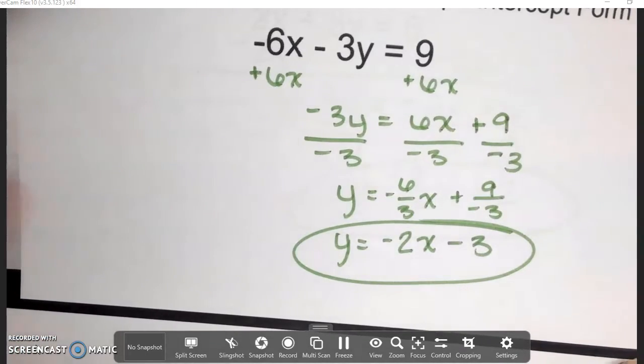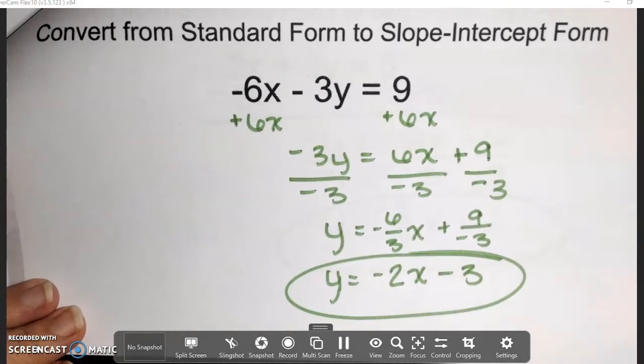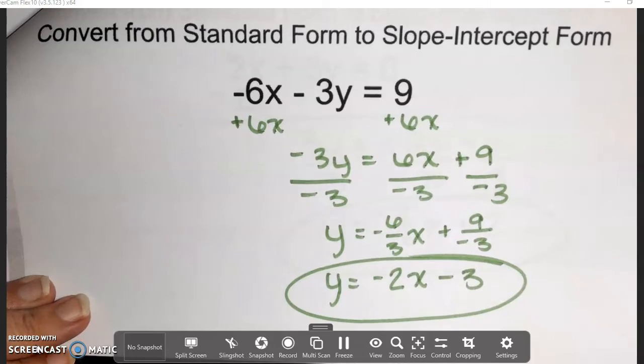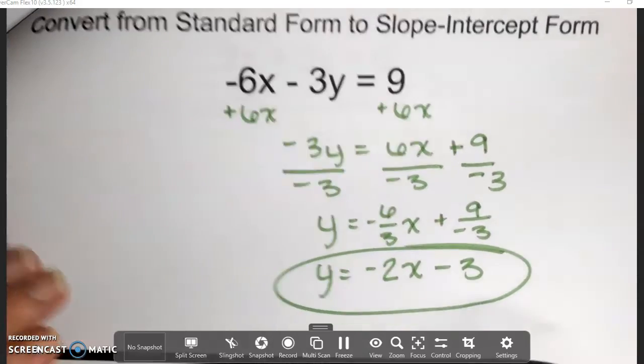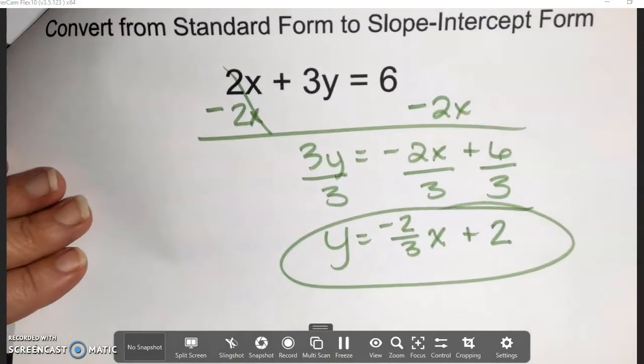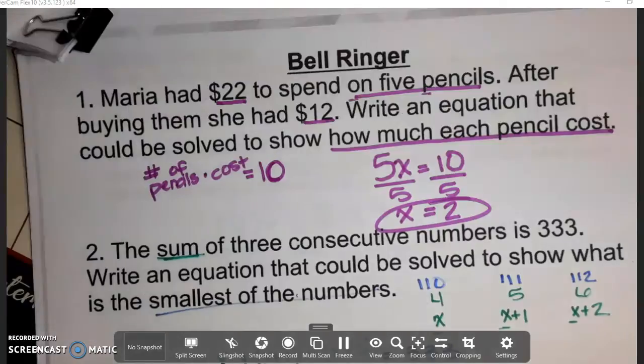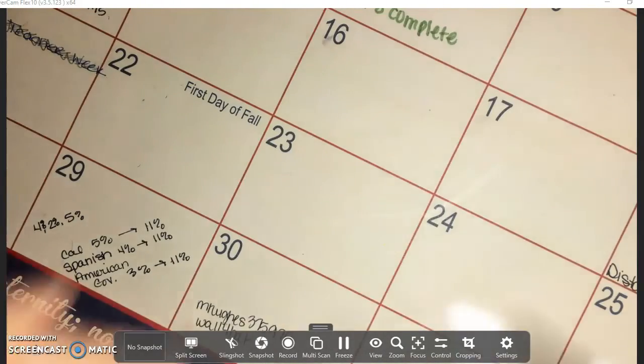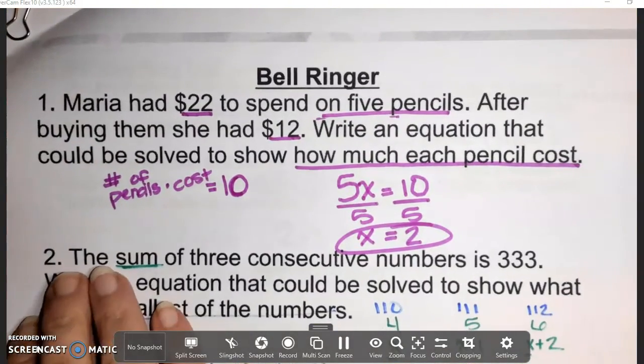Here's some others for you to try. Make sure you can work them and get the answer. And that's linear word problems.